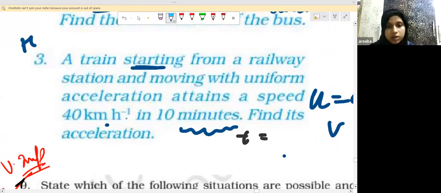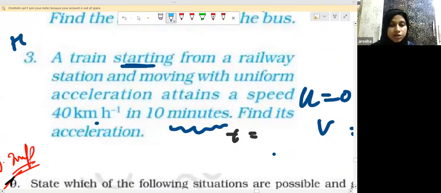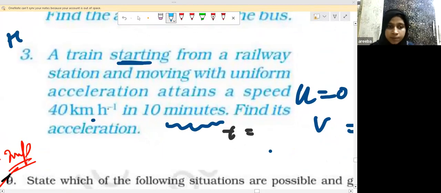0. Very good. Moving with a uniform acceleration attains a speed of 40 km per hour. Okay, that means the V is 40, in 10 minutes. There is a catch, because the speed is in kilometer per hour, whereas the time is in minutes. So convert the time into hours, and then accordingly find the acceleration.